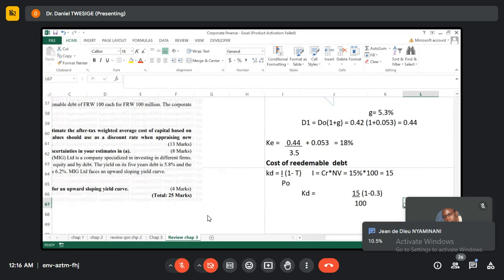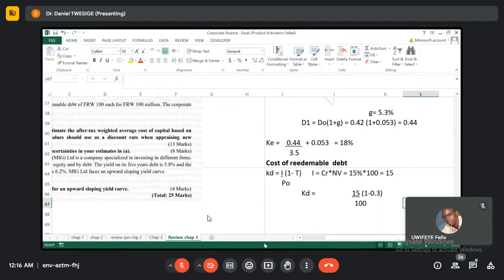Are you getting 10.5? How did you get that P over 100? That one is given in the question. That's the current nominal value. So since we don't have the price, it means the nominal value is equal to the price.